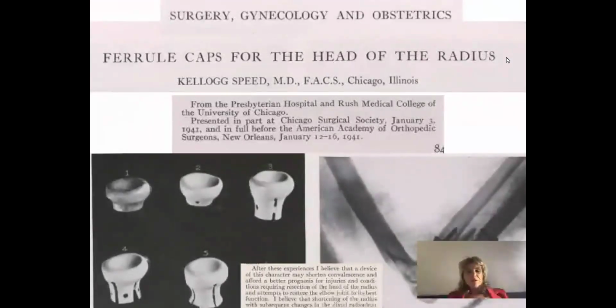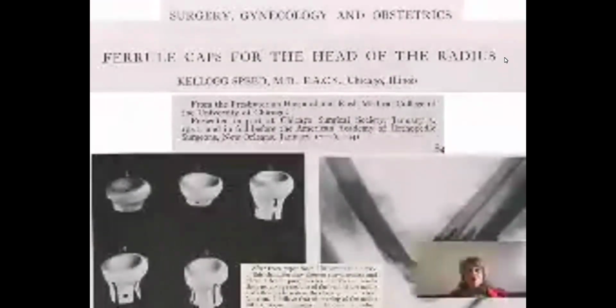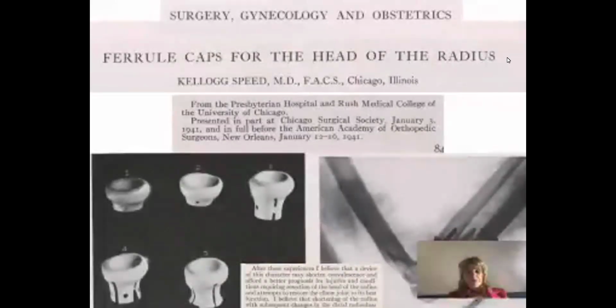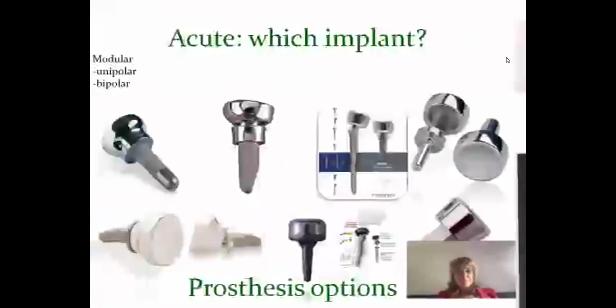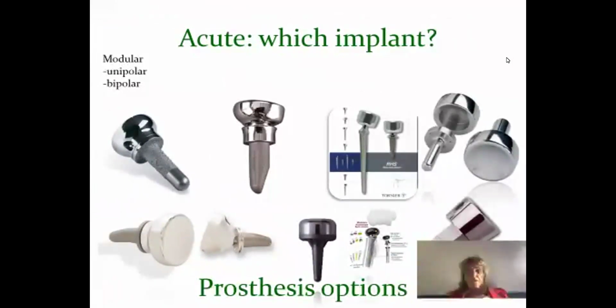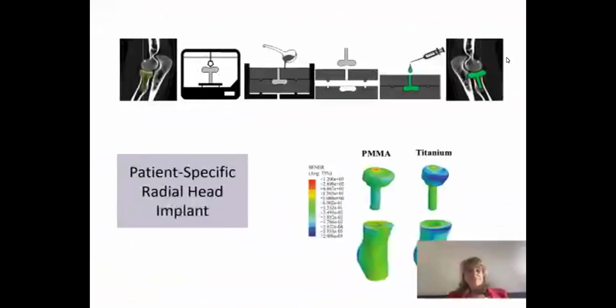Moreover, the first reports on radial head arthroplasty were published in the Journal of Surgery, Gynecology and Obstetrics. Actually, I have never published in that kind of journal. That was in 1941, on the first generation of radial head arthroplasty. And it's amazing, a lot of implants have been released in the last 20 years and even more implants have been taken off the market. And we also know that sometimes with very easy things, such as using cement, you can make a patient-specific radial head implant.